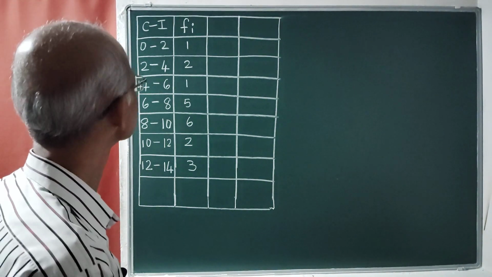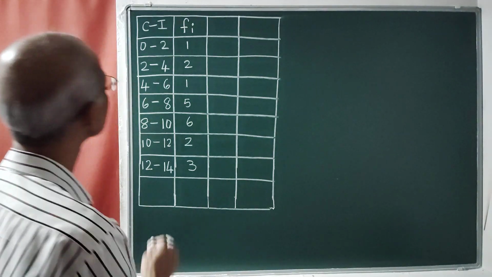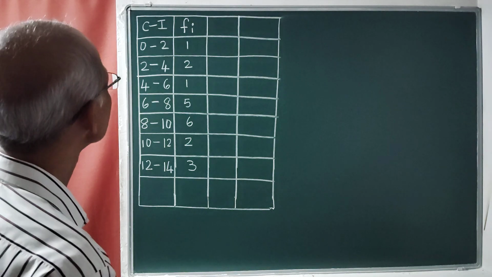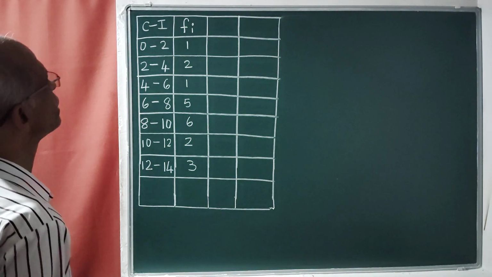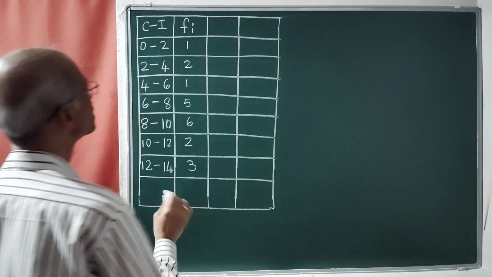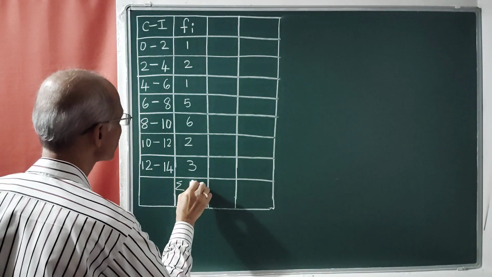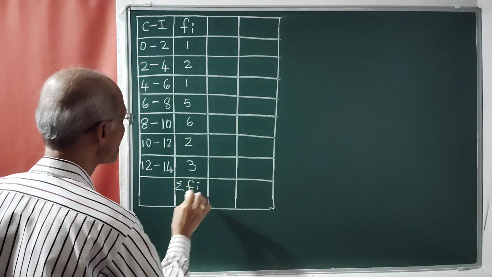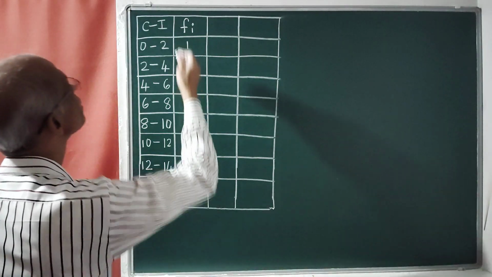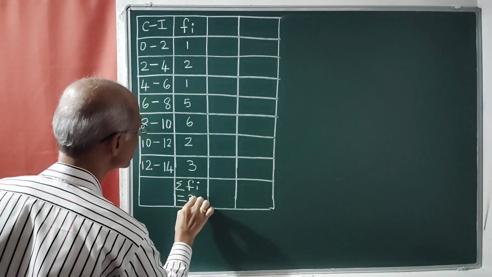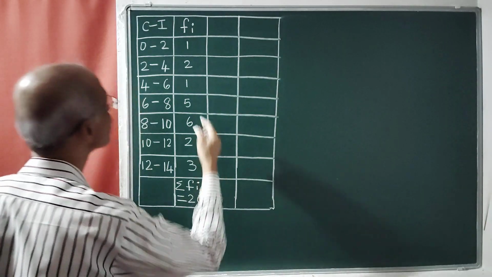Now we will solve the sum. This is the data given to us. Now we have to find out first sigma fi. Sigma fi means adding all the values of fi's. We have to write it here. The sigma fi is 20. By adding all these values, we'll get 20.